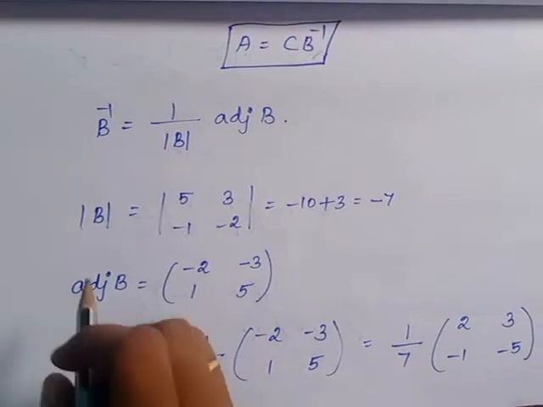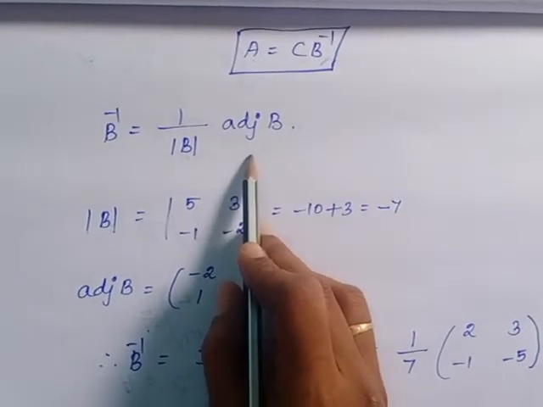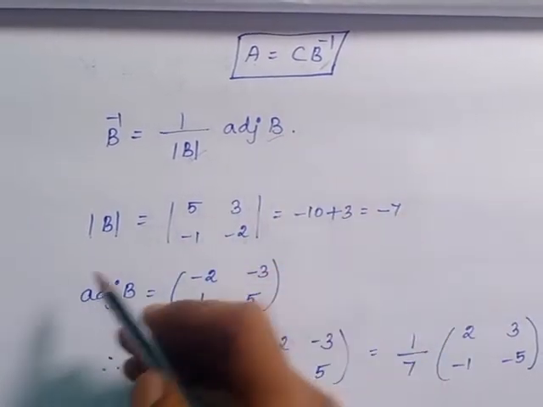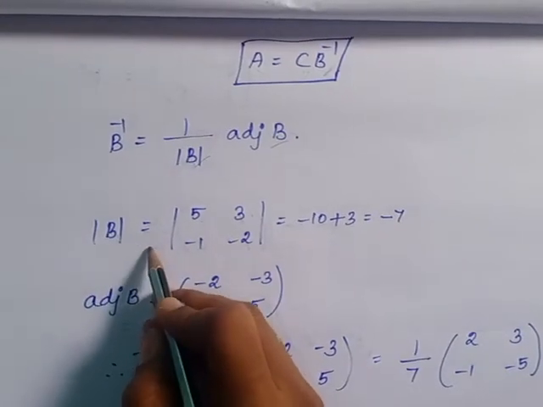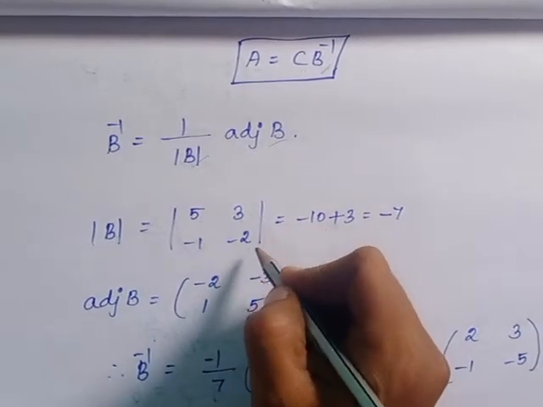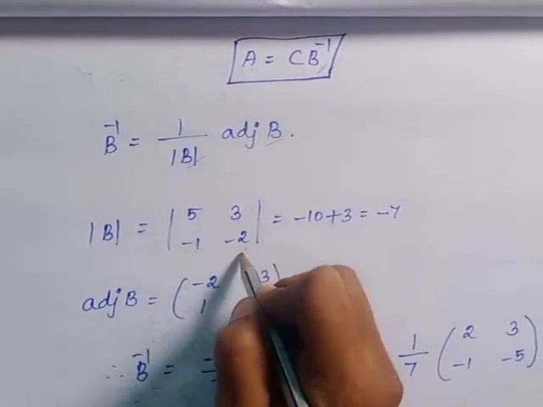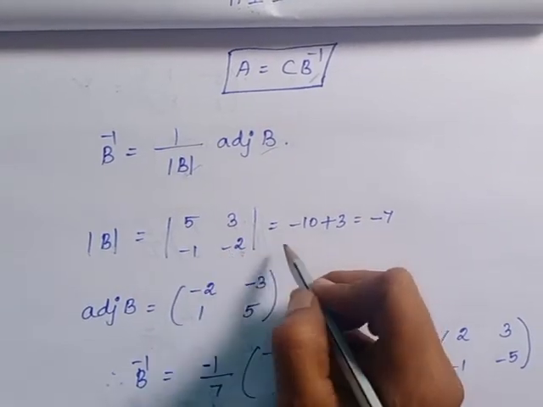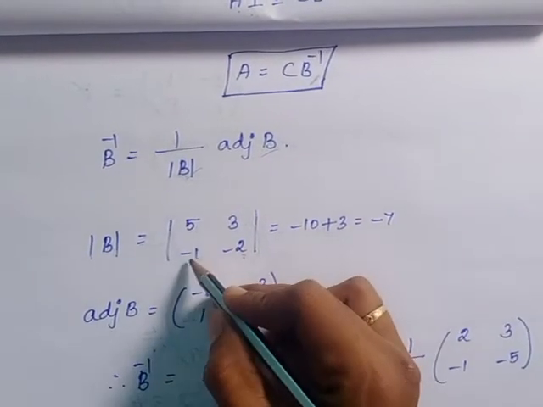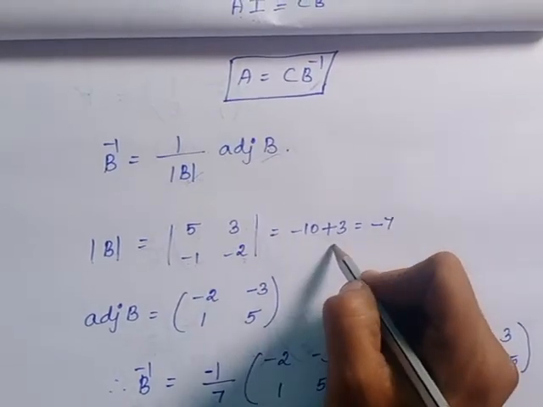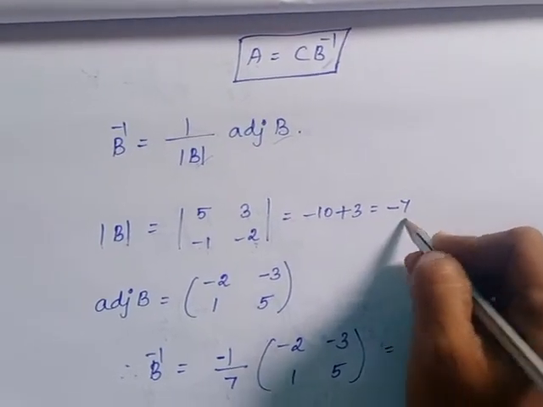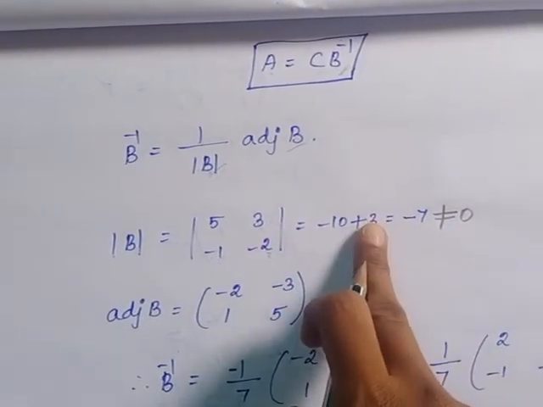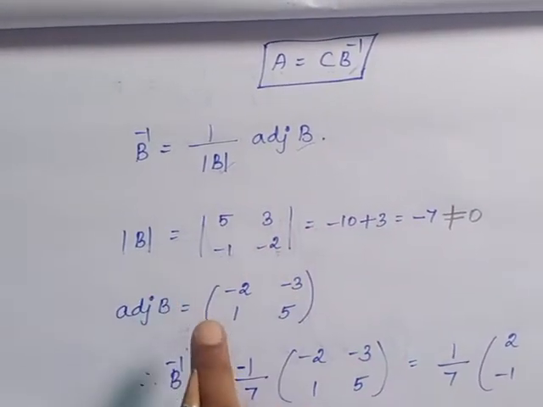B inverse is 1 by determinant of B into adjoint B. So first you have to find the determinant of B, and next you have to find adjoint B. The determinant of B is the determinant of the given matrix, 5, 3, minus 1, minus 2. Expanding this determinant, you get 5 into minus 2 is minus 10, and minus of minus is plus, 1 into 3 is 3. So we get the answer minus 7, which is not equal to 0. So the matrix B is non-singular, so the matrix has an inverse.